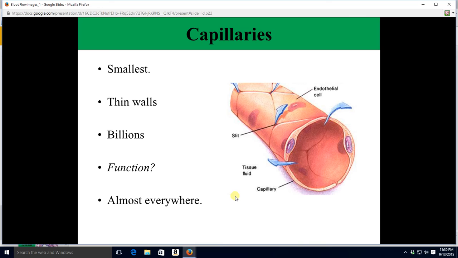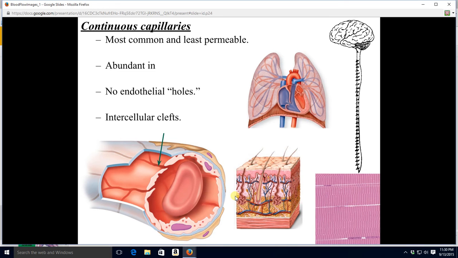We've got capillaries just about everywhere. Of course, we'll have more of them where we do more stuff, less of them in less active tissues. So there are three types of capillaries, anatomically speaking. There are continuous capillaries. They're the most common, but the least permeable. We have these abundantly in our lungs, in our CNS, in our skeletal muscles, and in our skin as well.